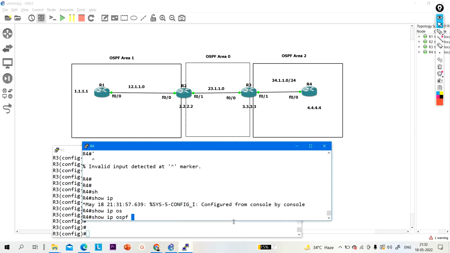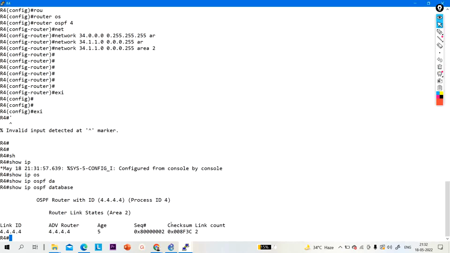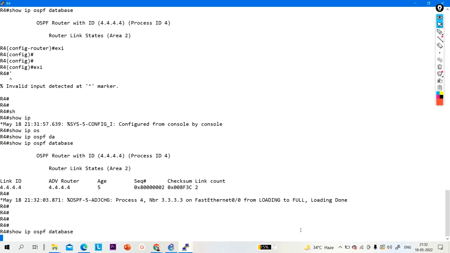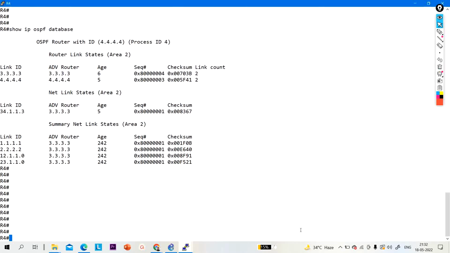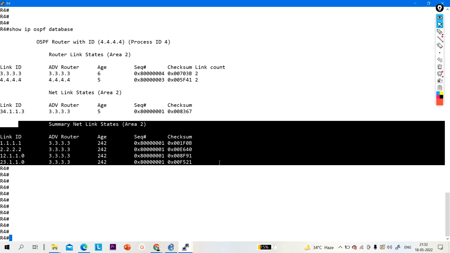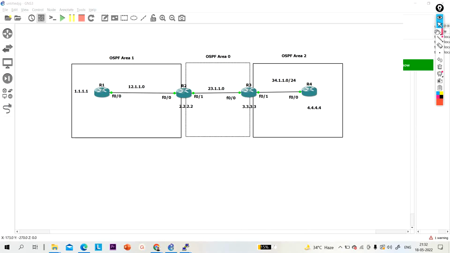So show IP OSPF database. In the database of R1 there is only one LSA. Now neighborship is full. Now you can see the database. How many LSAs are there? LSA 1, LSA 2 and LSA 3. So who is sending LSA 3? Again 3.3.3.3. Who is ABR? Both router 2 and router 3 are ABR, right? This one is also ABR, this one is also ABR, right?